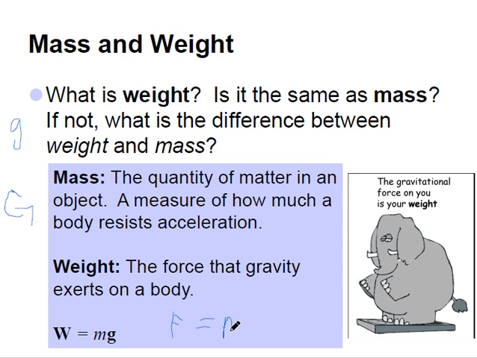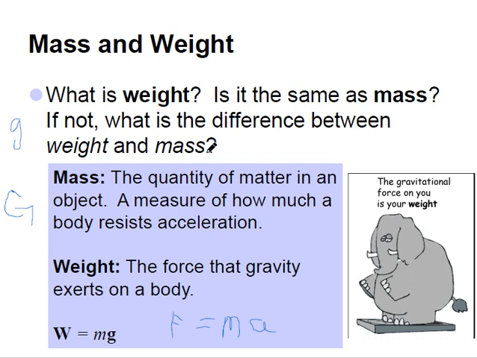mass times acceleration. So now your force is called weight because we are looking at the mass of an object affected by a force, which is gravity, and generated acceleration g. You multiply that and you're going to get your weight. This is your mass, acceleration due to gravity, and then you get your weight.